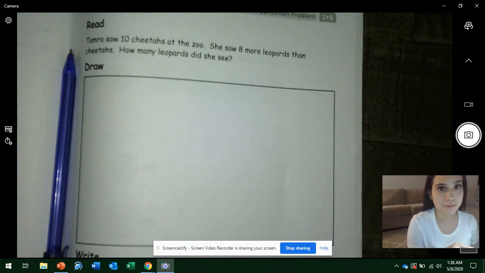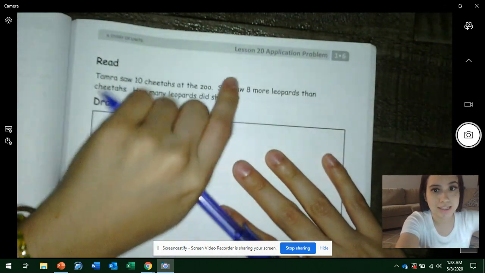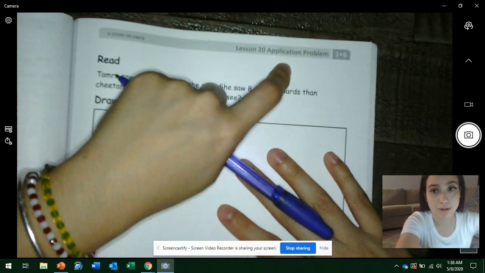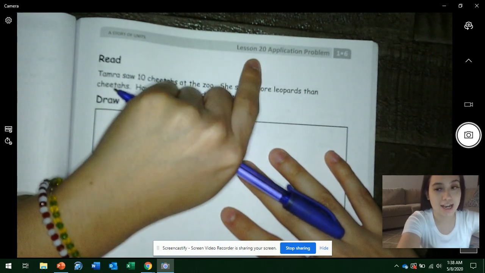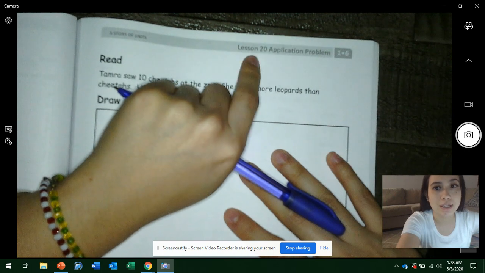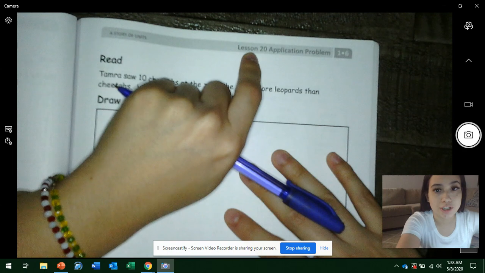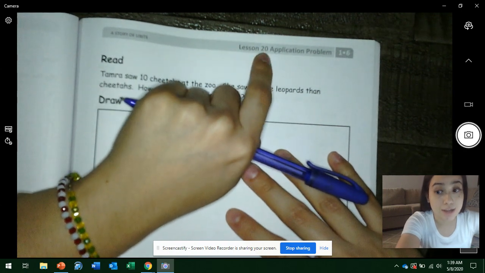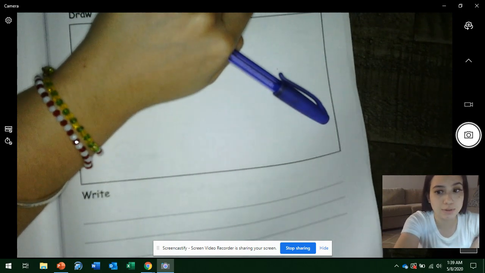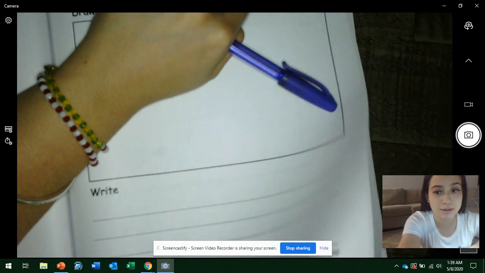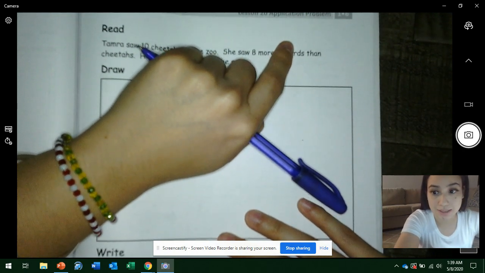So, let's start with our application problem, like we always start with. Make sure that your book says lesson 20 application problem. Yes, we skipped lesson 18 and 19, I know, but we are going to go into lesson 20. So make sure that it says at the top, lesson 20. You should be on page 115, 115 at the bottom. So make sure you're in the correct page. And if you need more time, press pause and press play when you're ready.